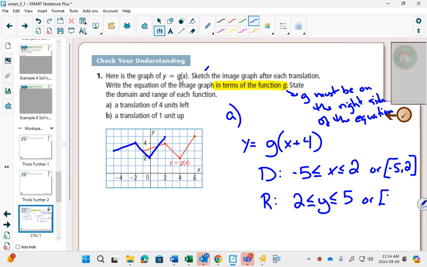In interval notation, you would write it like this. Do you have to know both of them? Yes, but if the question asked you for the domain, you have the choice. You could choose either to do the interval notation or the set notation, okay?